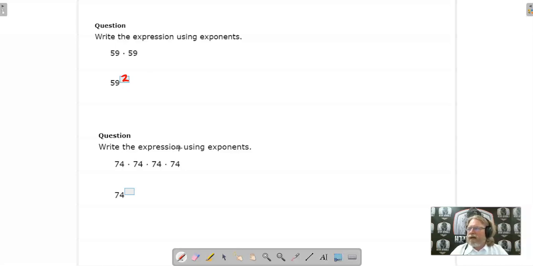The next one is to write the expression using exponents. We had the base 74 given already, and it looks like it's there 4 times, so the exponent would be 4: 74 to the 4th.